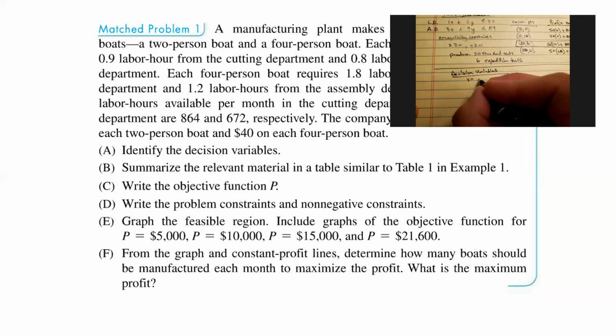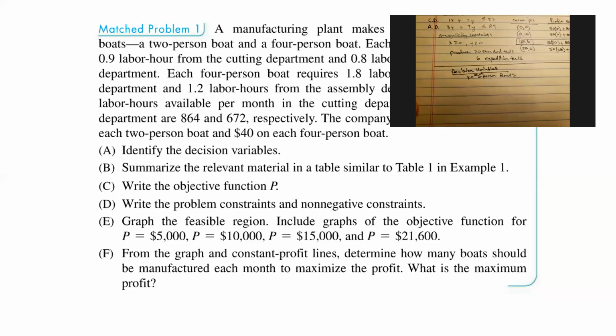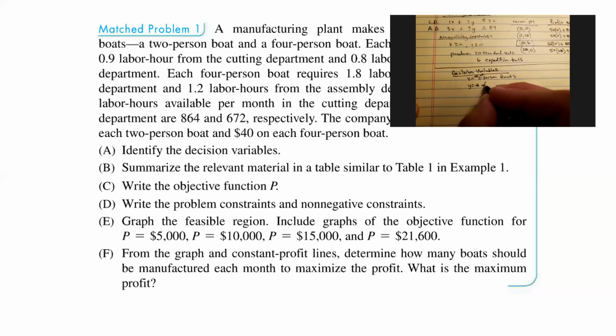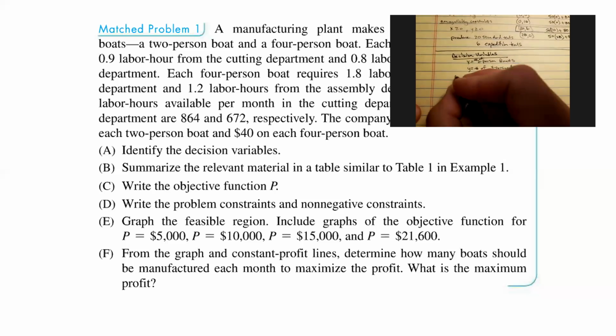So X is the number of 2-person boats, and I probably should say number of, right? Because it's the number of 2-person boats that we have. And Y is the number of 4-person boats. So don't skimp on that, because that does help cue you in on how you're thinking about these things. Okay, so we had our problem constraints from before, right?